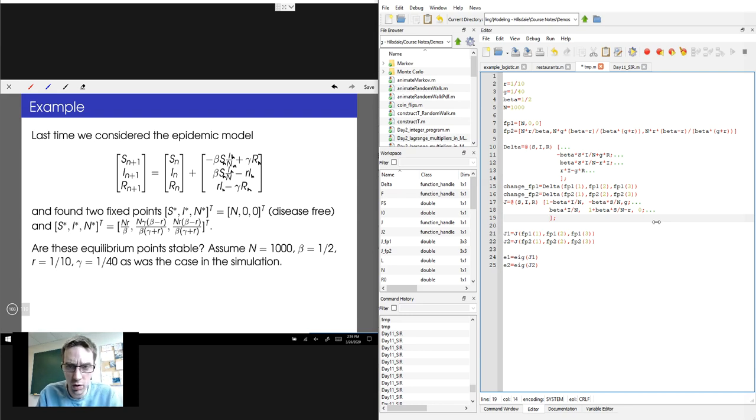All right, one more equation. Derivative of the last row with respect to S is 0. Derivative with respect to I is just going to be r. And then derivative with respect to capital R is going to be 1 minus gamma.